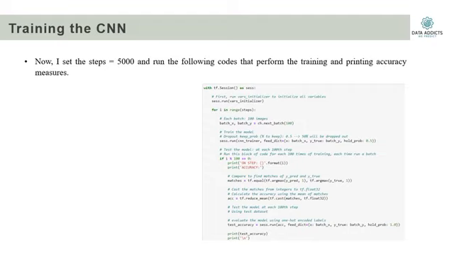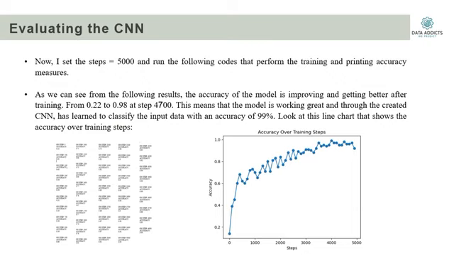By doing this, I'm going to perform the training and print accuracy measures. Here my steps are 5,000, and I run the codes that I talked about in previous slides to do the training. After several minutes, I got my results, and I put all my results in a line graph.